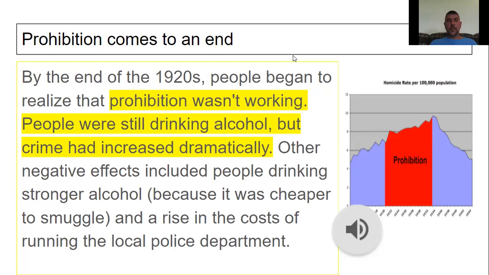All right. Prohibition comes to an end. By the end of the 1920s, people began to realize Prohibition wasn't working. It didn't work the whole time because people drank alcohol anyway. People were still drinking alcohol, but crime had increased dramatically. If you look right here, crime had gone up, kept going up. Other negative effects include people drinking stronger alcohol because it was cheaper to smuggle, and the rise in cost of running the local police department trying to catch all these people who were selling illegal alcohol. So they finally decided, hey, Prohibition is going to come to an end.